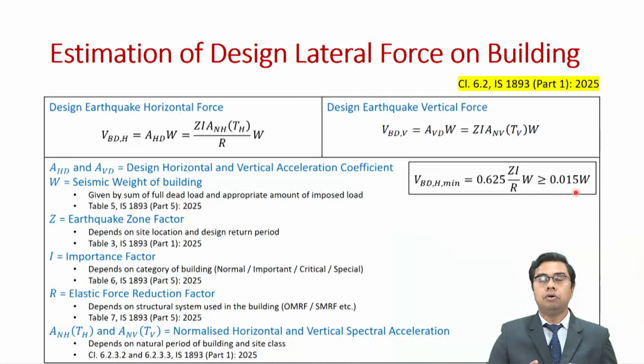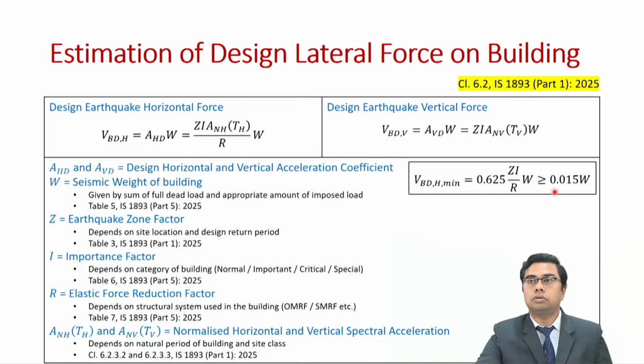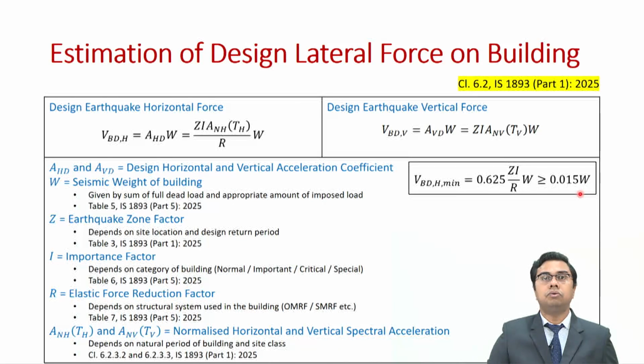To give you an idea, the initial building codes or seismic codes across the globe started with an approximation of design seismic load as 10% of the seismic weight. Today, this code gives the minimum value of design earthquake horizontal force as 1.5% of the seismic weight. Now, let us look into these factors one by one.